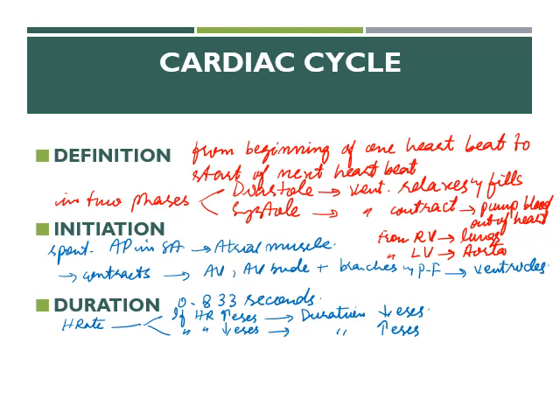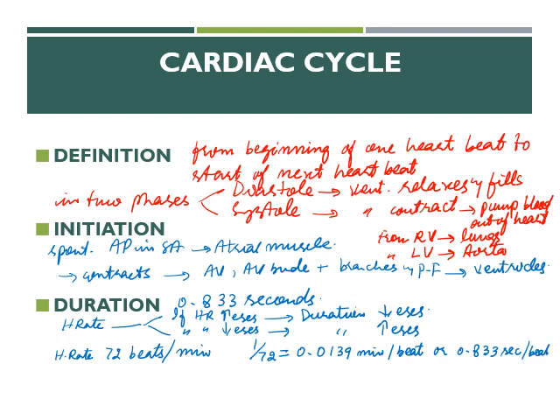For example, if heart rate is 72 beats per minute, then we can calculate the duration of the cardiac cycle from this heart rate as follows: 1 divided by 72, this comes to 0.0139 minutes per beat, or 0.833 seconds per beat.